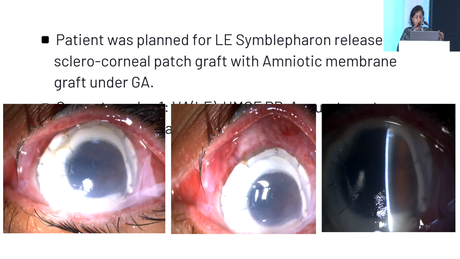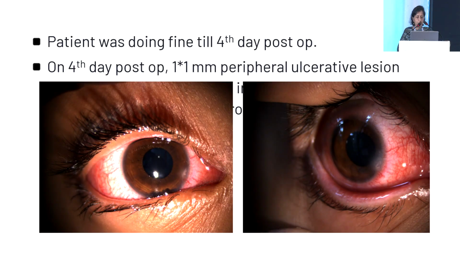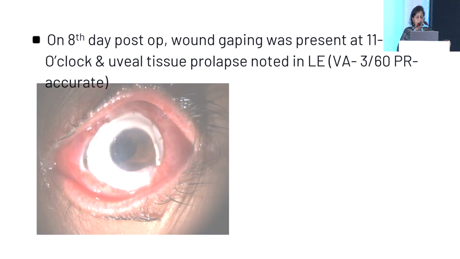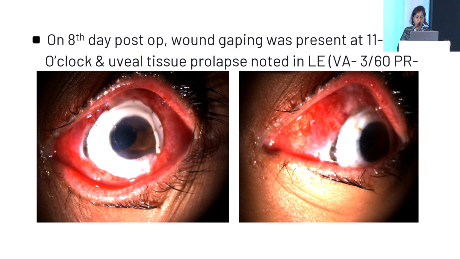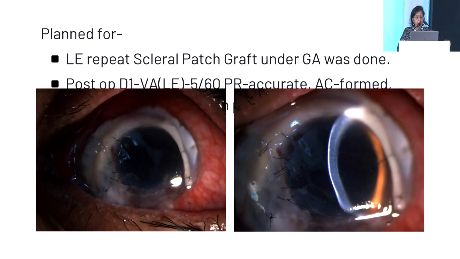And meanwhile, of course, she had the surgery that was explained because one eye was really affected, and the patient did well till the 4th day post-op. Then again, she developed this peripheral ulcerative lesion, and there was wound gape. This is how it started melting. So a repeat patch graft was done.